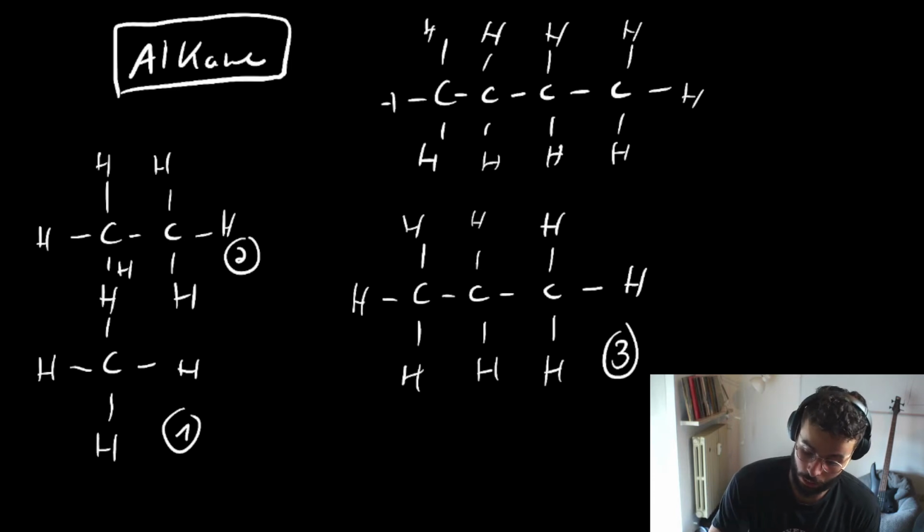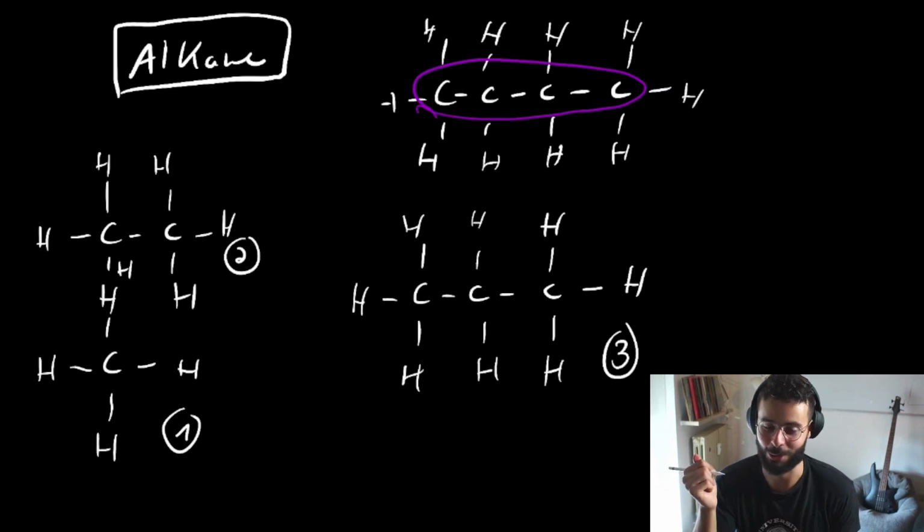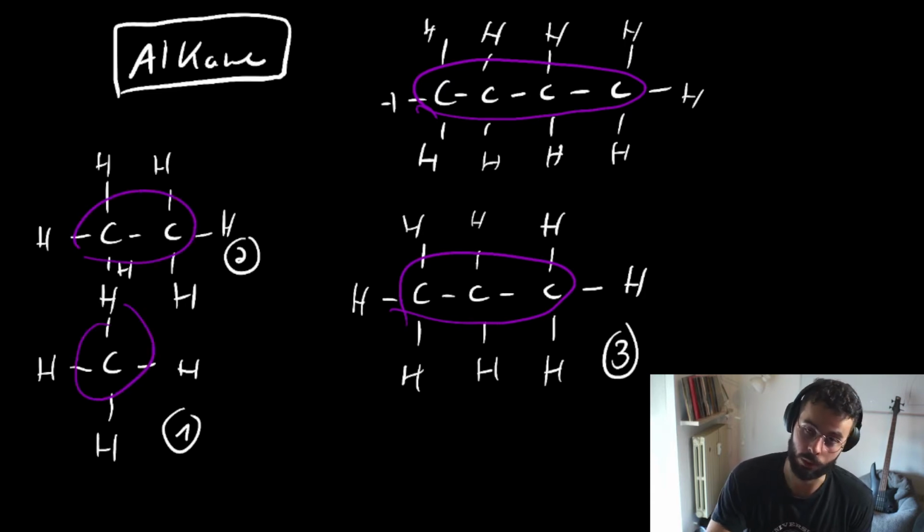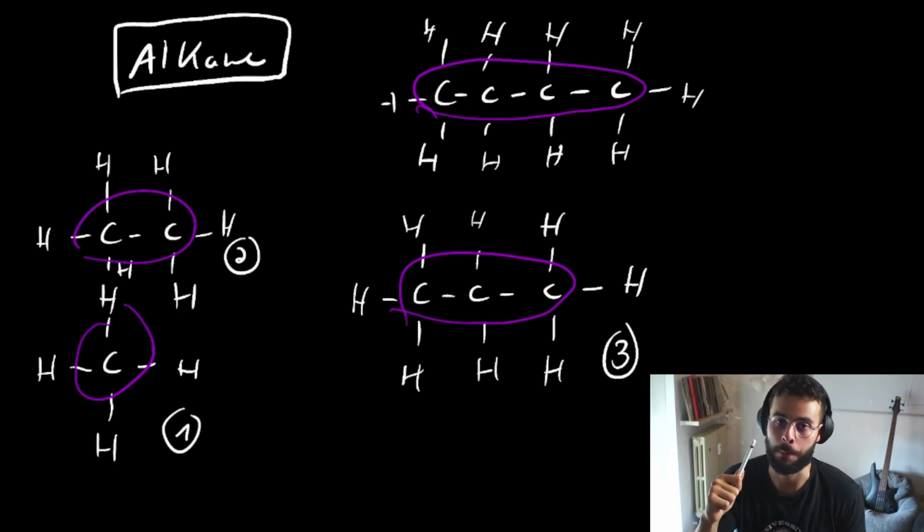So check this out. Let me change the color so you will be able to see it better. For example, here the longest carbon backbone is 4. Here the longest one is 3. Here it is 2, and here we have only 1. So we have a set of names we can use based on the number of carbons we have.